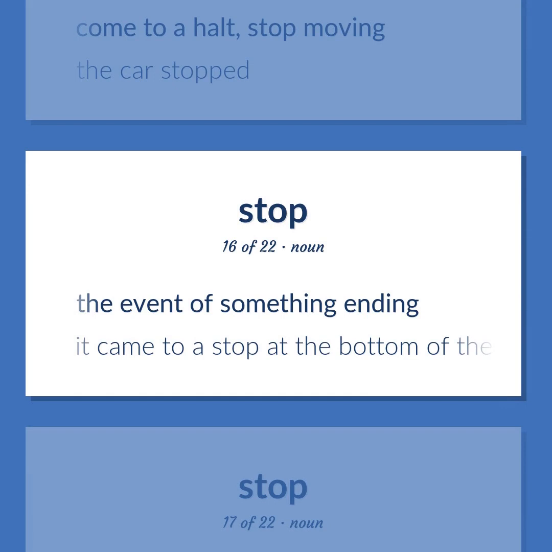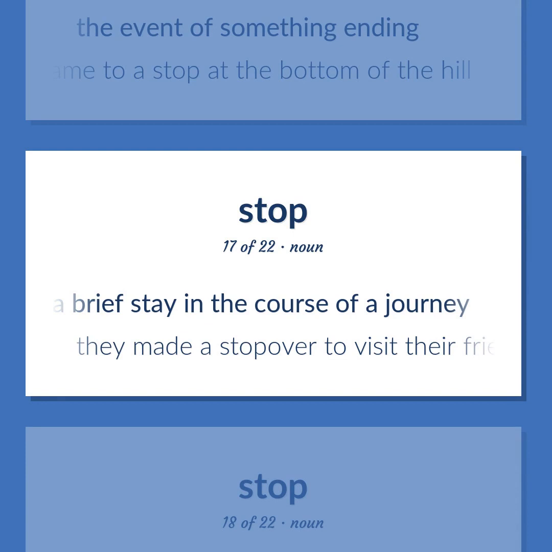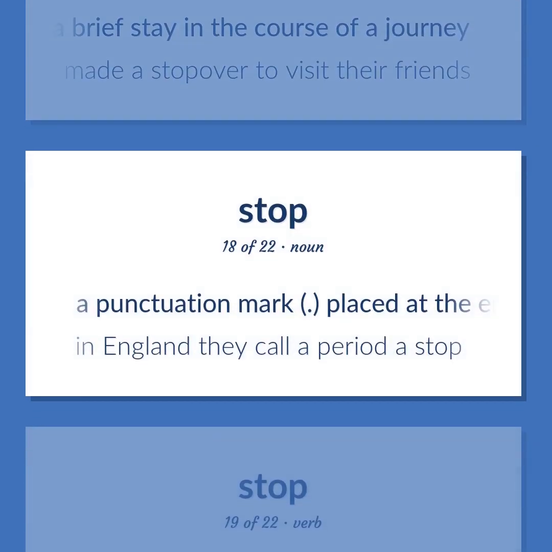The event of something ending. It came to a stop at the bottom of the hill. A brief stay in the course of a journey. They made a stopover to visit their friends. A punctuation mark, placed at the end of a declarative sentence to indicate a full stop or after abbreviations. In England they call a period a stop.